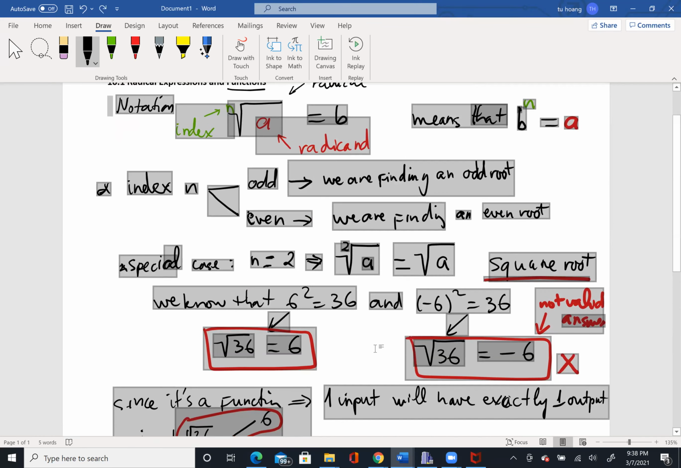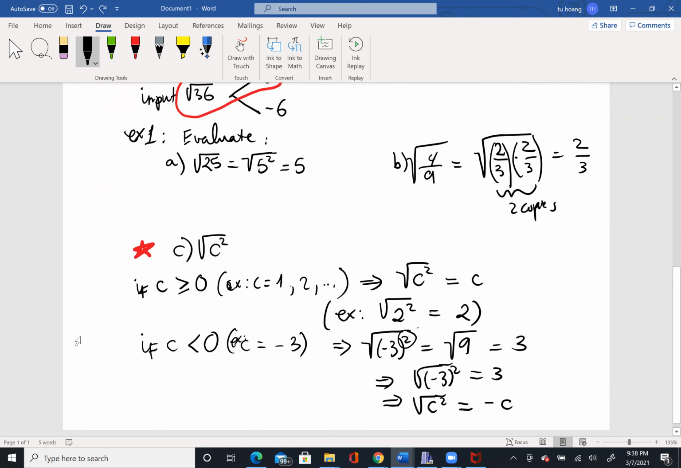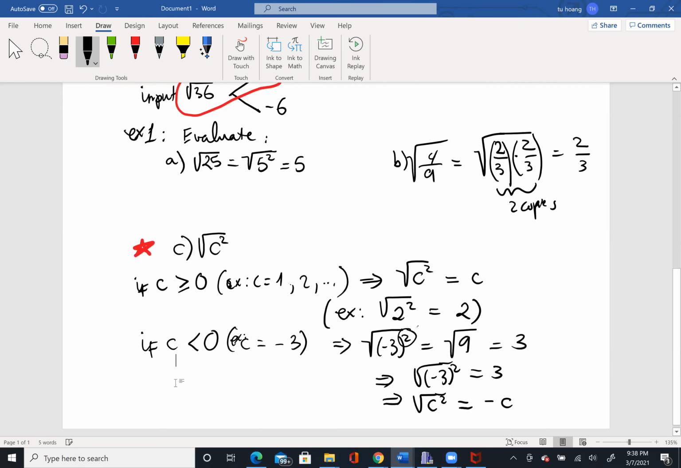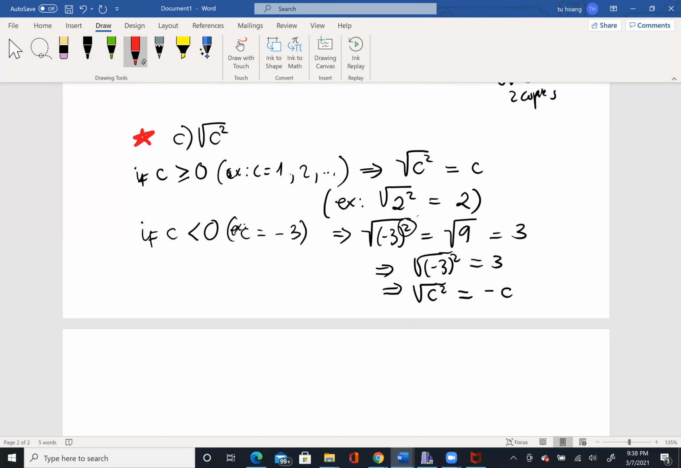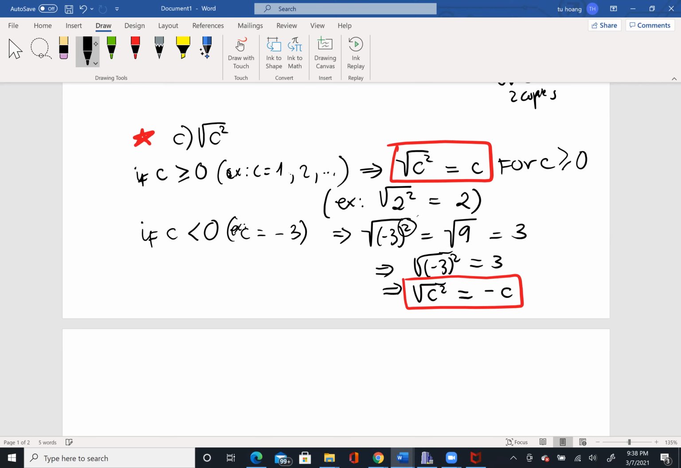Let me move to the next one. Okay. So I will circle this as the answer and also this one as the answer, for c greater than or equal to 0, and for c less than 0. Okay.